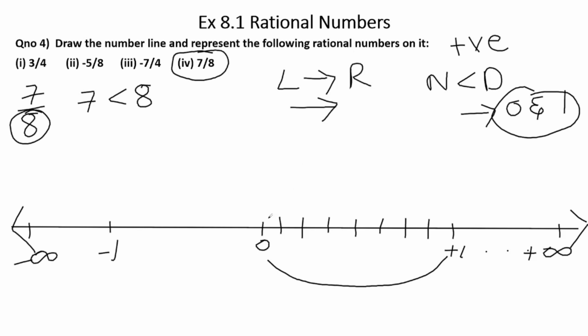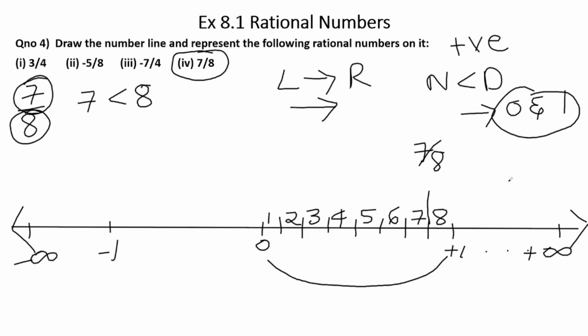This is the first part. This is the second. This is the third. This is the fourth. This is the fifth, sixth, seventh, and this is the eighth part. What is the value of the numerator? The value of the numerator is 7. 1, 2, 3, 4, 5, 6, 7. The seventh part is going to end here. So here we can represent 7 by 8 on this number line.